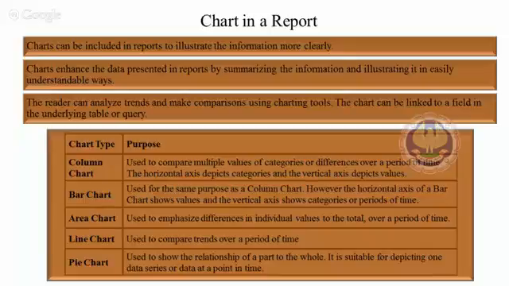Whereas the bar chart is something different from that, used for the same purpose. However, in the bar chart the horizontal axis shows the values, and the vertical axis shows the period of time. Coming to the area chart, it is used to emphasize differences in individual values to the total over a period of time. We also have the line chart, used to compare trends over a period of time. The pie chart is used to show the relationship of a part to the entire whole. It is suitable for depicting one data series or data at a point in time.